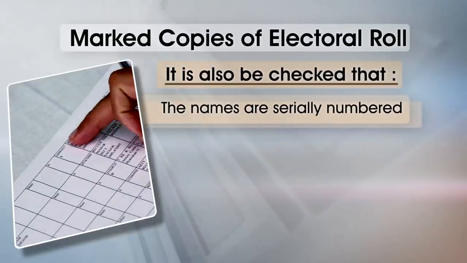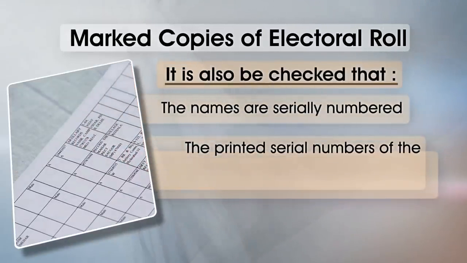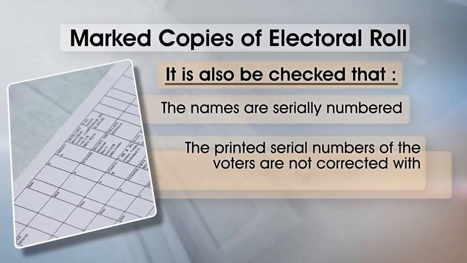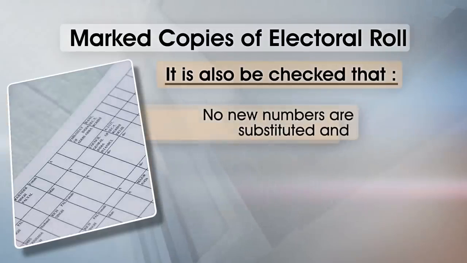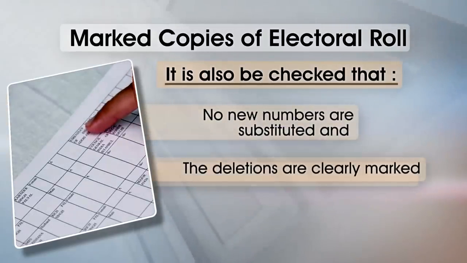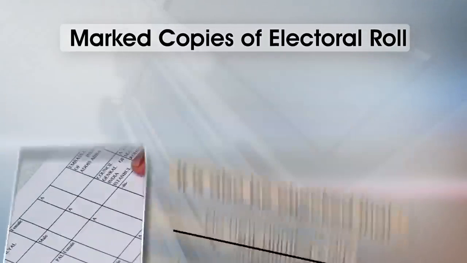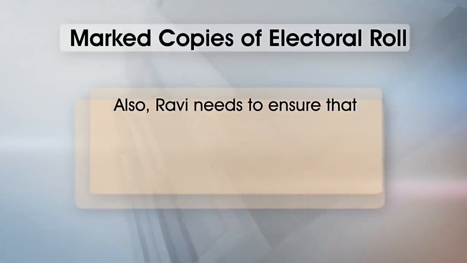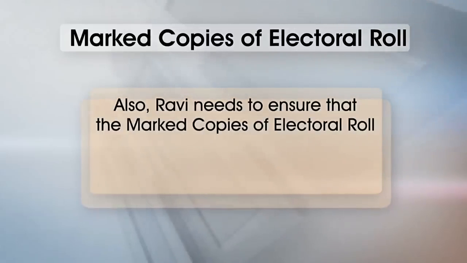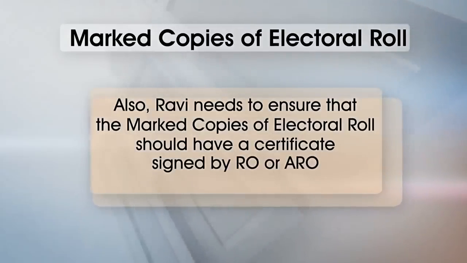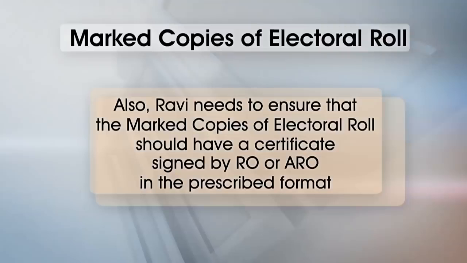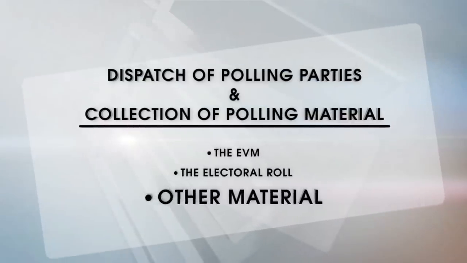It is also to be checked that the names are serially numbered, the printed serial numbers of the voters are not corrected with ink or otherwise, no new numbers are substituted, and deletions are clearly marked. Also, Ravi needs to ensure that the marked copies of the electoral roll have a certificate signed by the RO or ARO in the prescribed format. Other material.